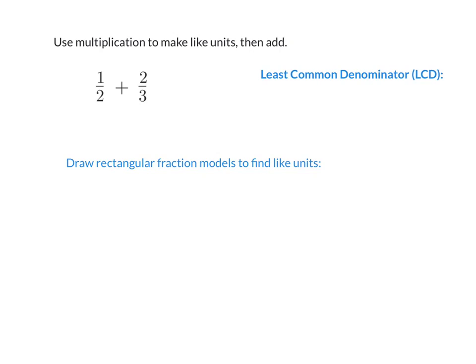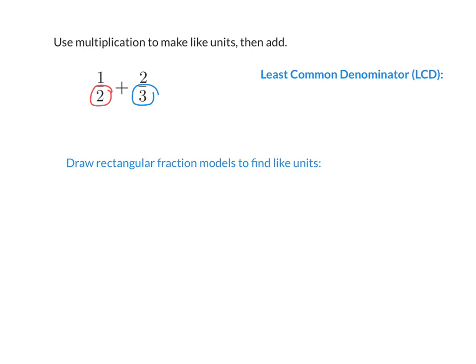So what I can do is I can take my two units, or two denominators, which in this case is a 2 and a 3, and I can find out what the least common multiple of those two numbers would be, because the least common multiple would therefore be the least common denominator. Does that make sense?